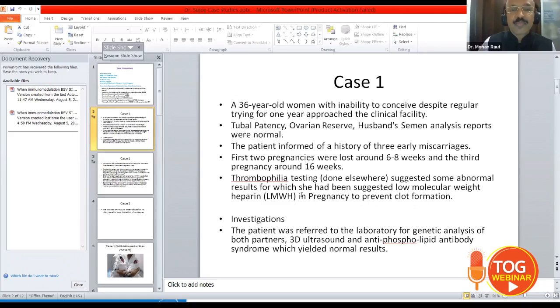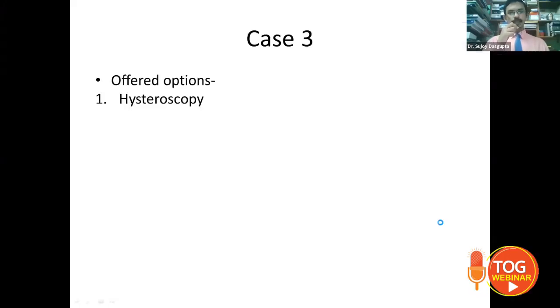So you investigated. How do you approach the patient? Over to you, Dr. Sujoy. Okay, when the patient came to me, she was already investigated for her infertility. That is, basically it was unexplained infertility.